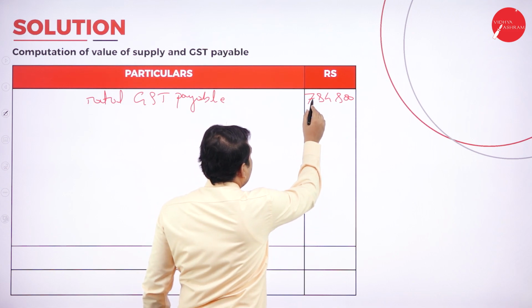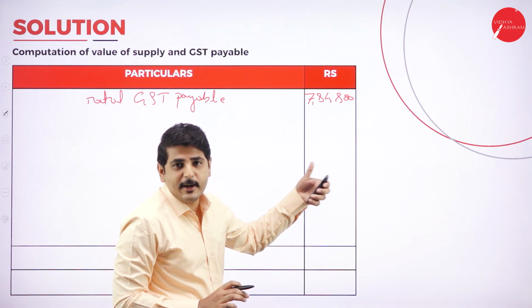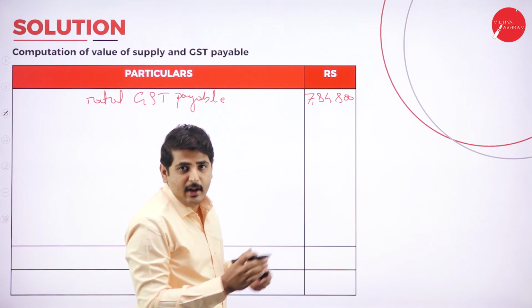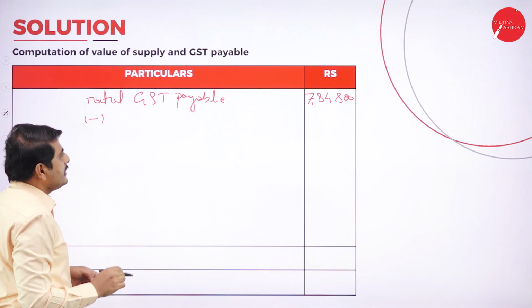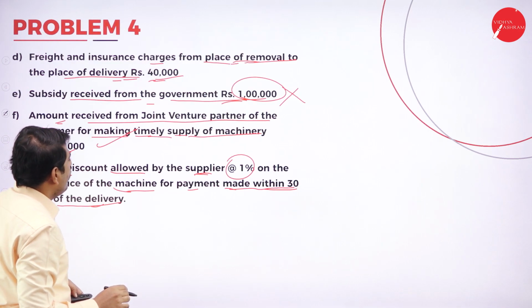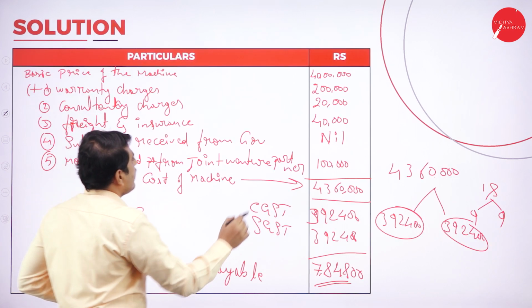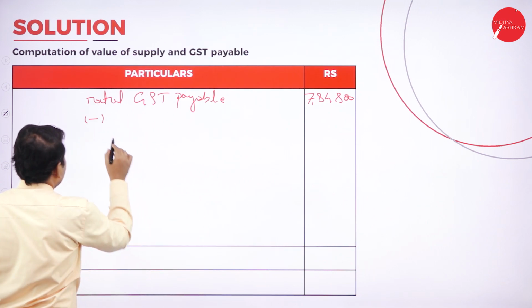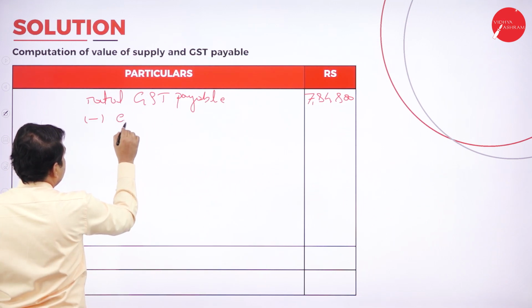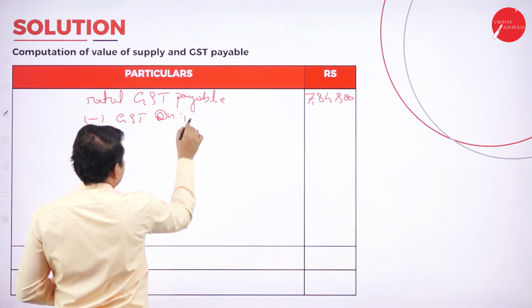So 7,84,800. Now we can deduct the rate of GST we have paid on the discount. Now let's minus the discount. So what is the total actual value? How much will he give as discount? 1%. So what is the cost of the material? 40 lakh. Let's calculate the GST on the discount.